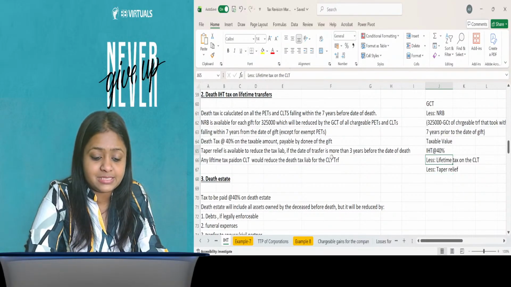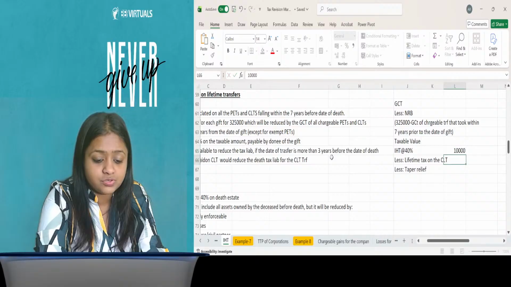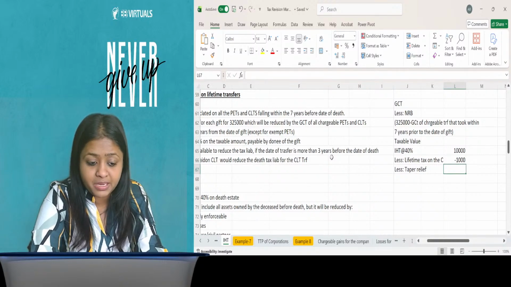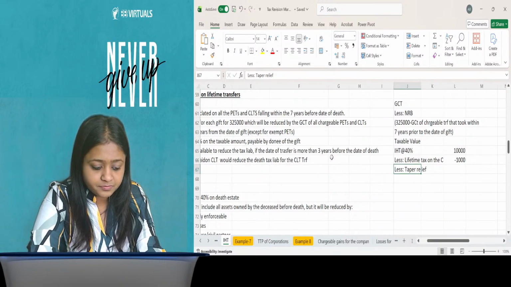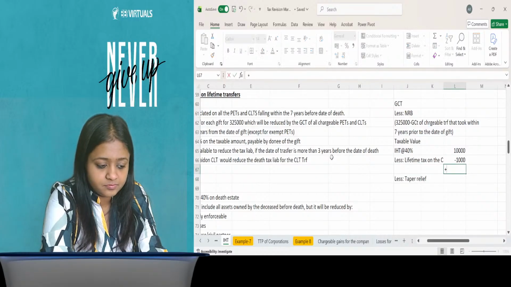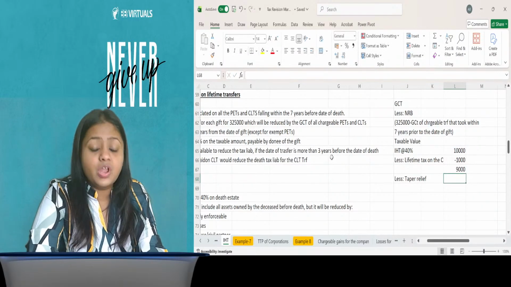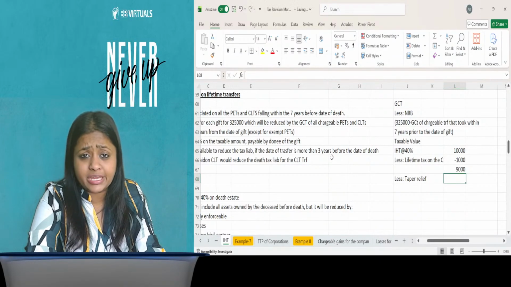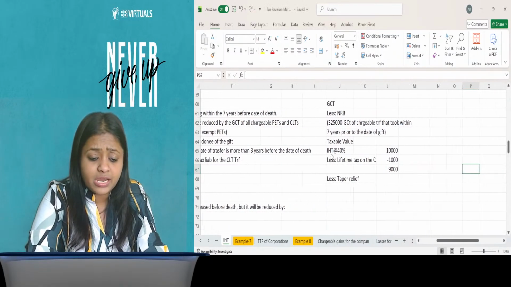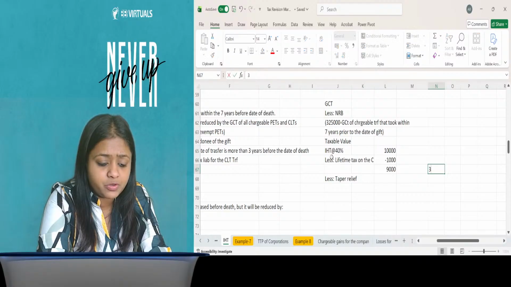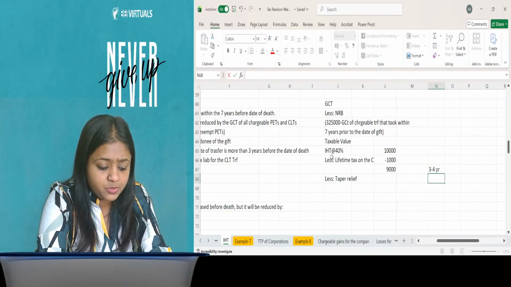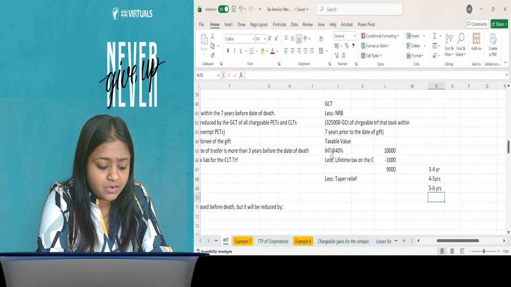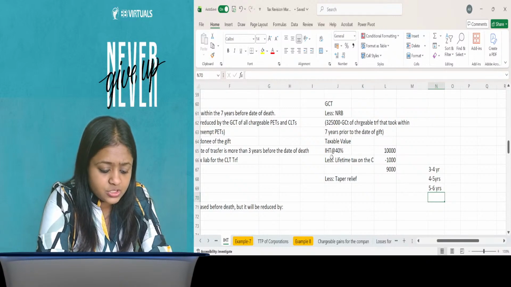So what is the relief? Let's say your IHT is 10,000. Lifetime tax paid was, let's say, 1,000. You still have 9,000 remaining. Now on this IHT, let's say your period between the date of gift and date of death is 5 years. Now let me tell you what the structure looks like. The period is between 3 to 4 years, 4 to 5 years, 5 to 6 years, and 6 to 7 years.